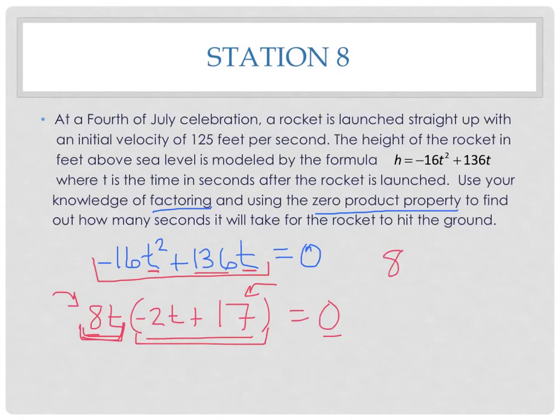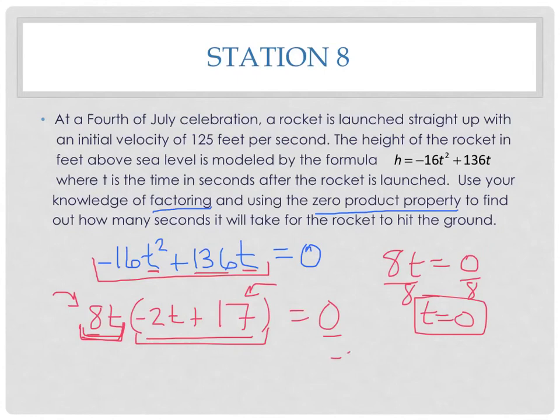So either 8t is going to be equal to 0. I'll divide both sides by 8. T then is equal to 0. Well, would it make sense that the rocket's going to hit the ground in 0 seconds? No, that means we never even launched it.